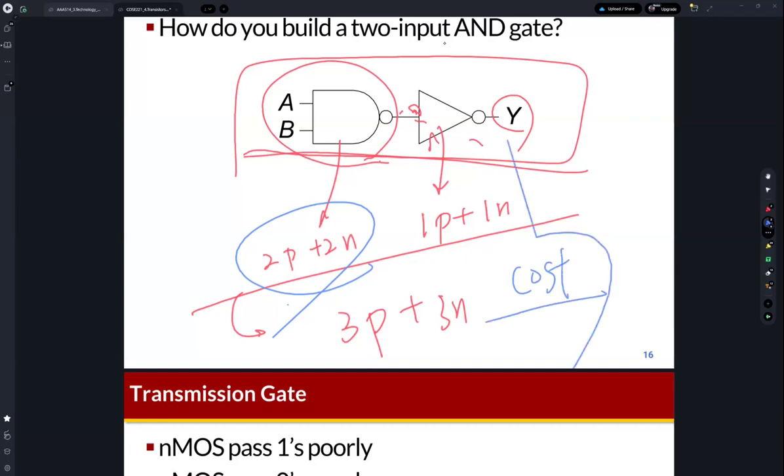If we use more transistors to build a certain circuit, then this circuit takes higher cost, right? And the cost is very important, because you are engineering students, right? The goal of engineering is to increase the performance and decrease the cost. But if we just increase the cost, it's not good.